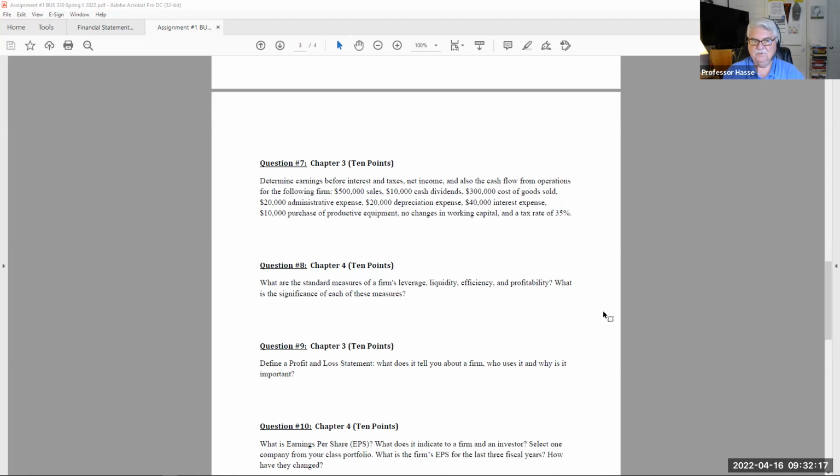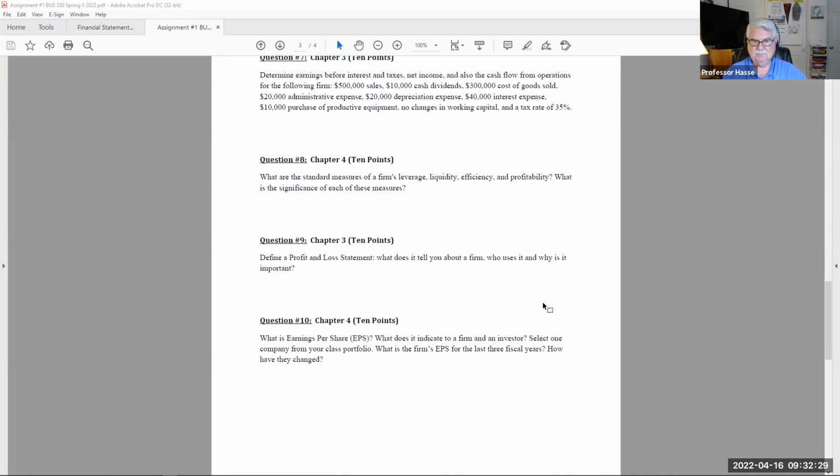Question number 8 is talking about chapter 4. Define for me the firm's leverage, liquidity, efficiency, and profitability. What do those 4 things mean and what is their significance? This is chapter 4. Question 9 is from chapter 3 again. Define a profit and loss statement, another name for income statement. What does it tell you about a firm? Who uses it and why is it important?